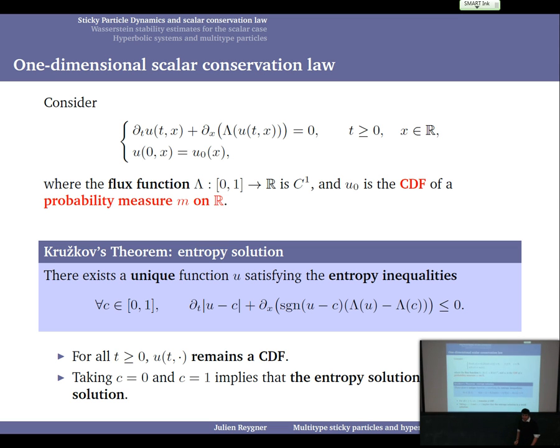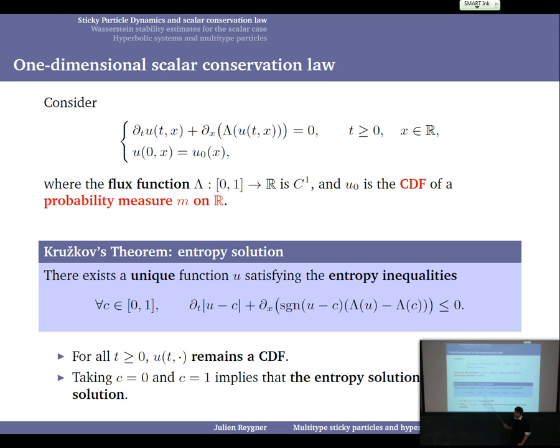So I will be mainly interested in the Cauchy problem here, with initial conditions U naught that are non-constant, monotonic, and bounded functions. Up to an affine transform of the flux function lambda here, there is no loss of generality in assuming that this initial condition U naught is the cumulative distribution function of a probability measure M on the real line.